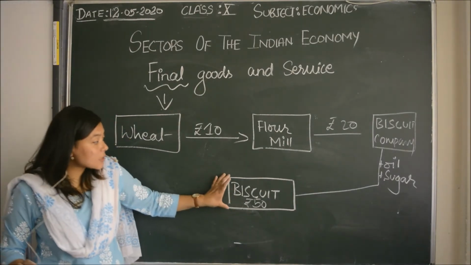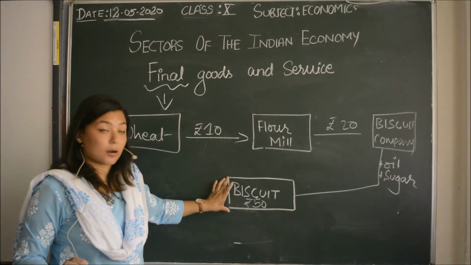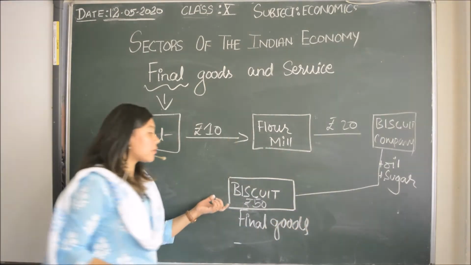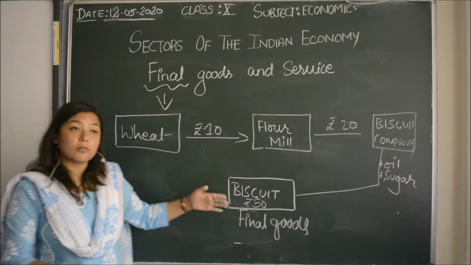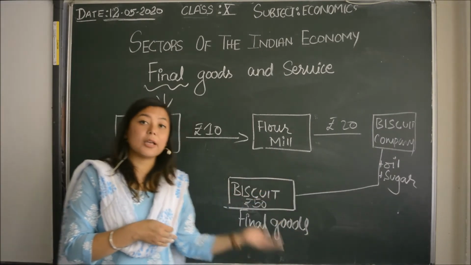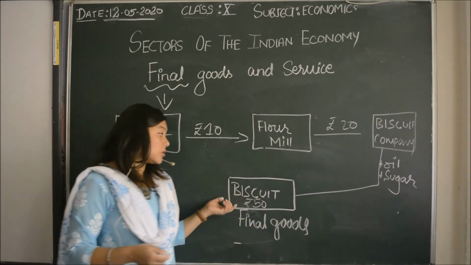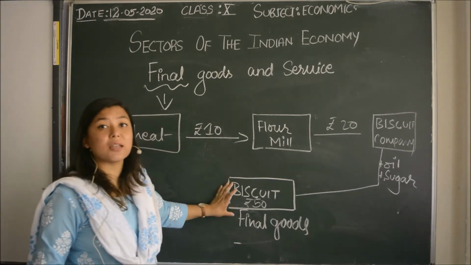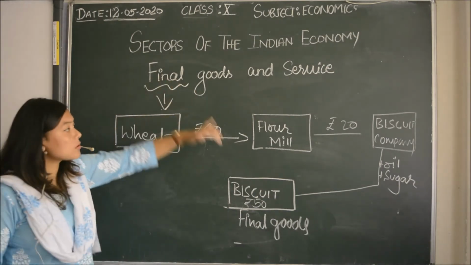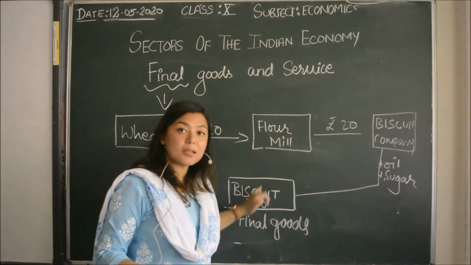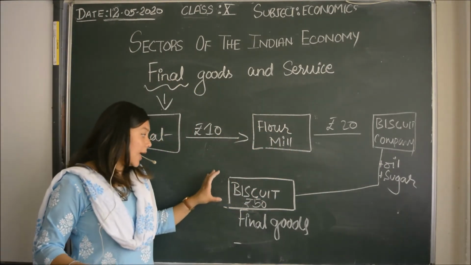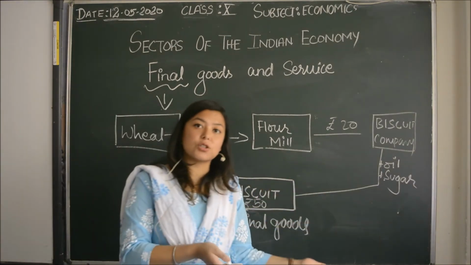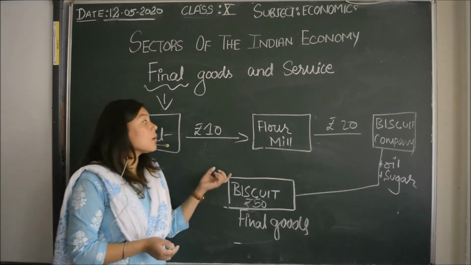So this is known as the final product, the final goods. This product is ready for consumers. The product that reaches the consumer is known as final goods. Here, biscuit is the final product. It has gone through some processes, the biscuit has been made, and the consumers can buy it. When the product reaches the consumer, it is known as the final product.